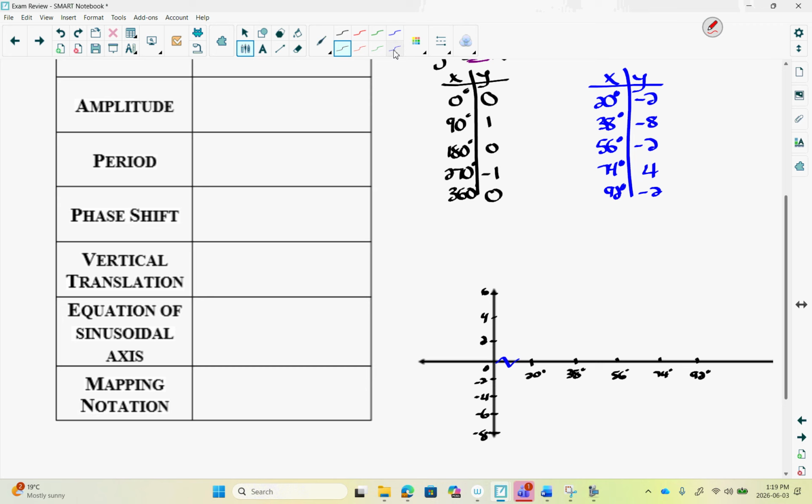And when I plot these, watch, I'm going 20 degrees to the left, down 2. 38 degrees, 20 degrees to the right, down 2. 38 degrees to the right, down 8. 56 degrees to the right, down 2. 74 degrees to the right, up 4. And then 92 degrees to the right and down 2. And I'm going to join them with a smooth curve. Try and round those and make them into a nice wave. No points.